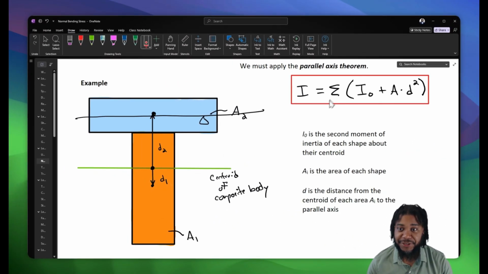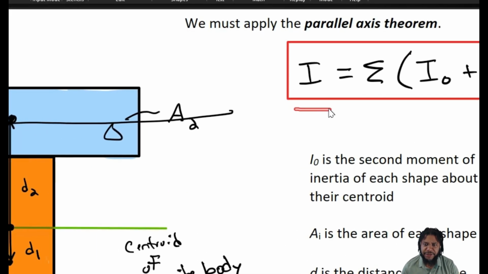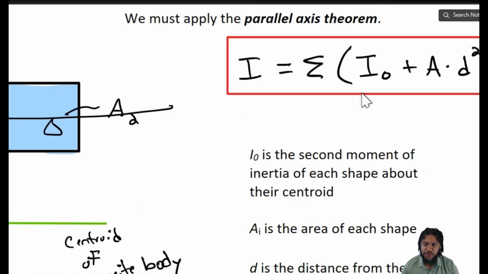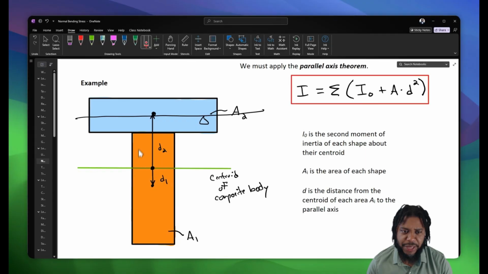In the parallel axis theorem, we say that the overall second moment of inertia is equal to the sum of the moments of inertia of each individual element, so each rectangle, plus the area of those elements times d squared, where d is the distance from the centroid of each element to the parallel axes, or the centroid of our composite body. So it's the distance from the centroid of the overall composite body.